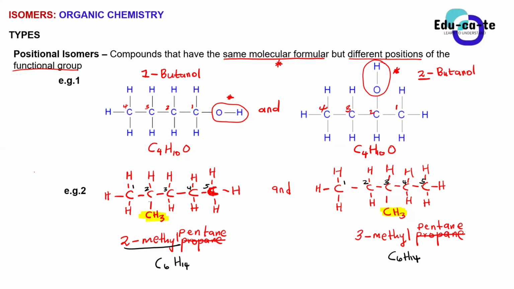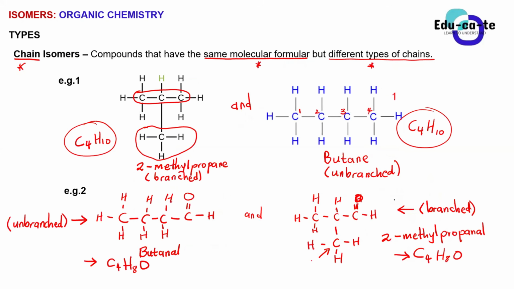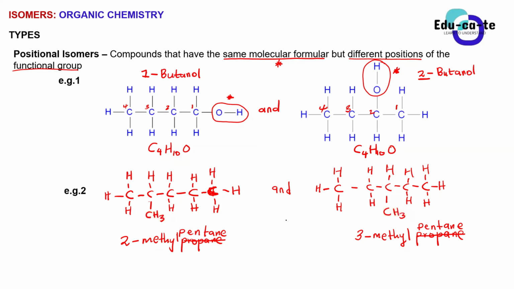The first one, it is branched, because we've got a branch which is the CH3. The second one is also branched. So you cannot say that these are chain isomers, because for them to be chain isomers, remember guys, as I've already explained to you, one of them must be branched, another one must be unbranched. So one must be unbranched, the other one must be branched. If one is branched, then the other one must be unbranched. So basically, here you can see that both of them are branched. They've got a methyl group. So you cannot classify them as chain isomers.